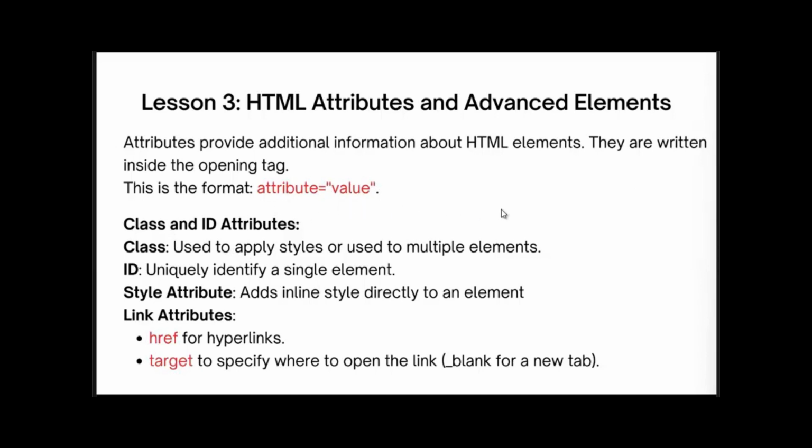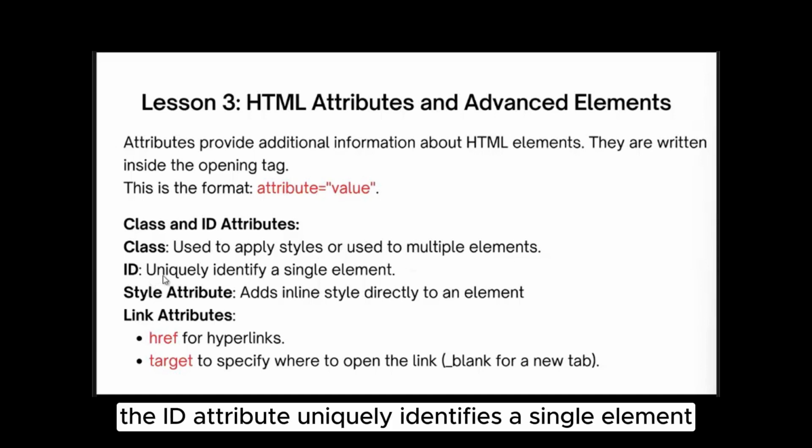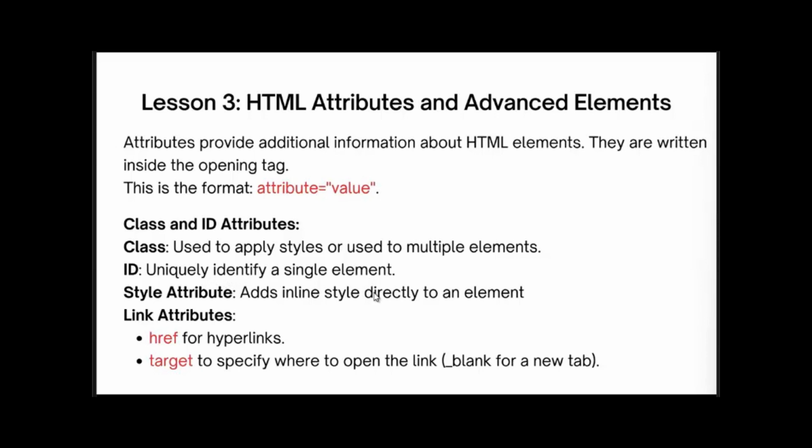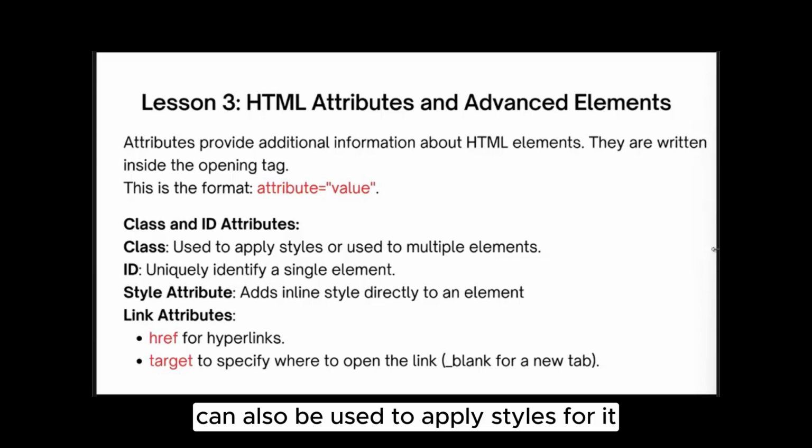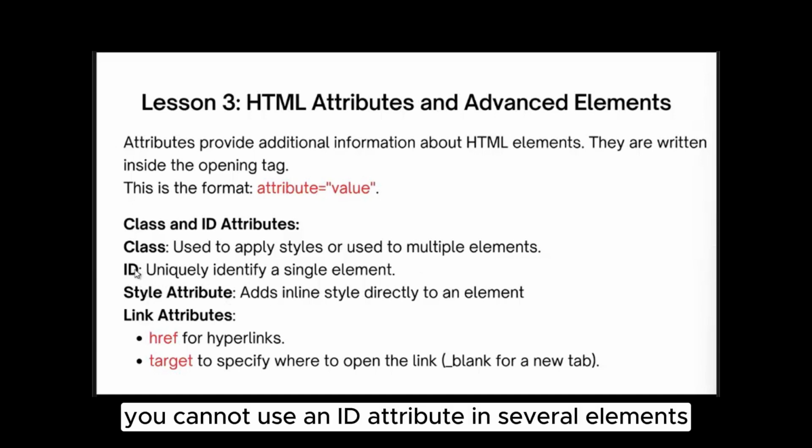One of those attributes that we have is the class and the ID attributes. The class attribute is used to apply styles or to manipulate elements. The ID attribute uniquely identifies a single element. It can also be used to apply styles, but it uniquely identifies a single element. You cannot use an ID attribute in several elements, but you can use class attributes in several elements.